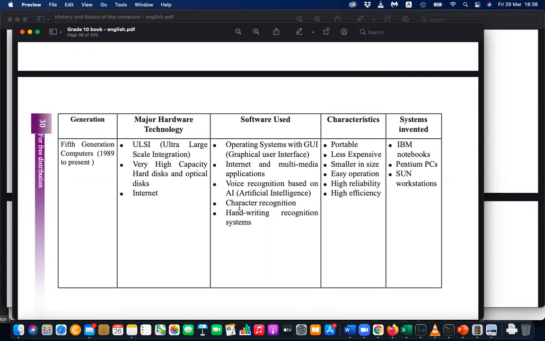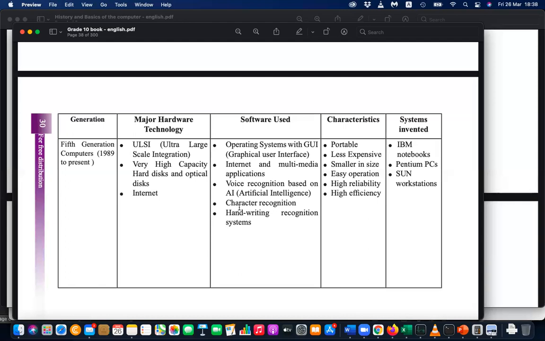Are we in fourth generation or fifth generation? Fifth generation. Yes, we are in the fifth generation. Is the fourth generation over or still there? Still there. That is what you have to remember.